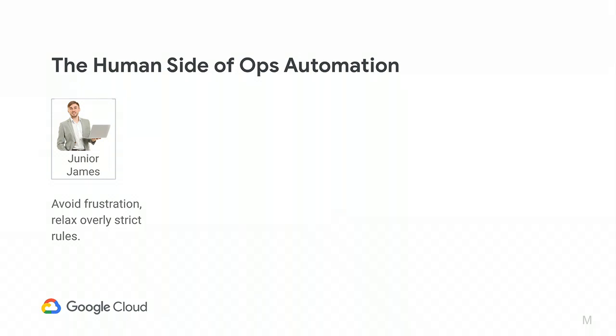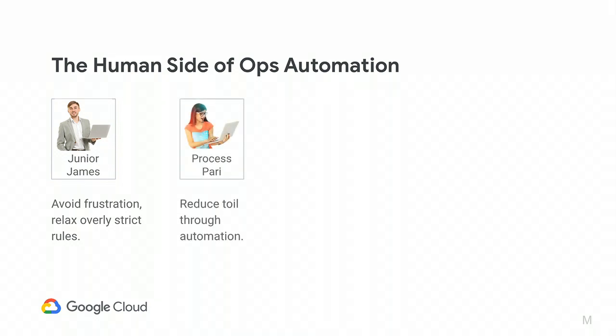So ops automation, one might think it's about computers, but I'm here to tell you it's about humans. And we all have our different views of ops automation. Junior James, he is a pretty junior developer at Into the Woods. He just wants to avoid frustration and bureaucracy, just bang out his code and deploy it and have it be tested and have it work.